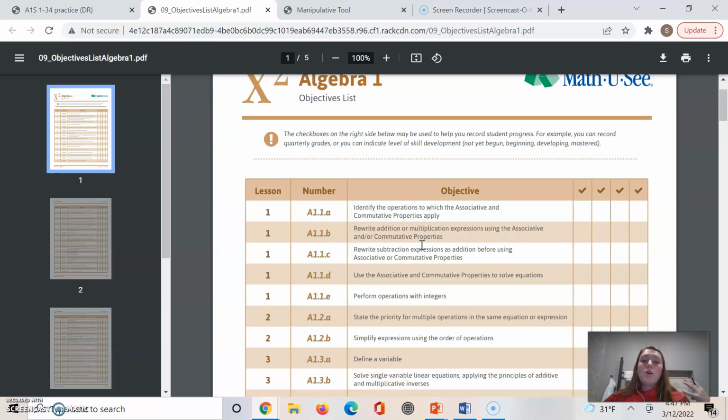So we will be discussing the operations of associative and commutative property. Those are two terms that you will know by the end of the unit. We will be expressing multiplication and addition using the associative and commutative property. We will do that in addition, no pun intended, with subtraction equations with associative and commutative properties. And then we will perform these operations with integers.